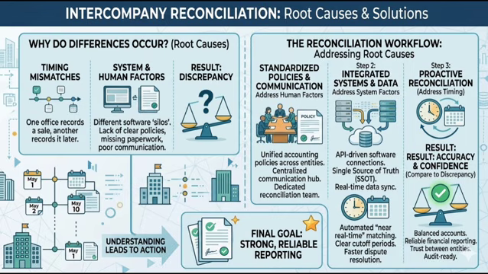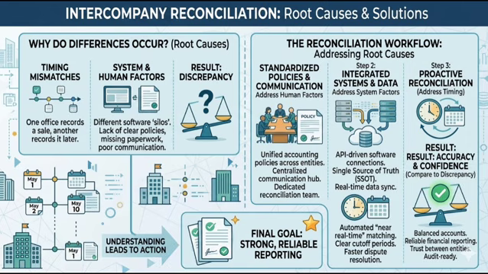The right side of the graphic shows how modern finance teams move from unbalanced to audit-ready through 3 strategic pillars. 1. Standardized policies, addressing human factors. The fix: get everyone on the same page. You need unified accounting rules across all entities and a dedicated team to manage the communication hub. No more guessing how to log a transaction.